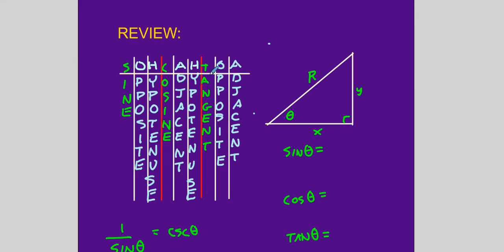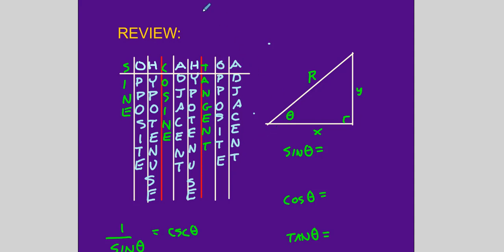Okay, so review, very basic trigonometry. Trigonometry is initially based on a right triangle. So I'll call this x, this y, and this is the hypotenuse. I'll call it r. So we have SOHCAHTOA. Sine is the opposite side divided by the hypotenuse. Cosine is the adjacent side divided by the hypotenuse. Tangent is the opposite side divided by the adjacent side.